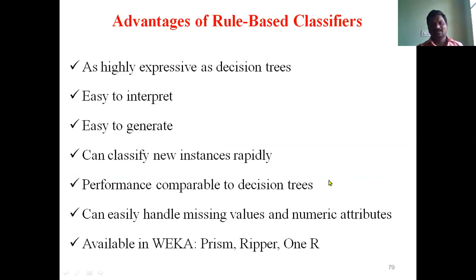What are the advantages of a rule-based classifier? Very important. It is as expressive as a decision tree, easy to represent, easy to generate, and classifies a new instance rapidly. Performance is comparable to a decision tree, and it can easily handle missing values and numeric attributes. It is available in WEKA, and so on, and in R. You may consider any WEKA tool or R.